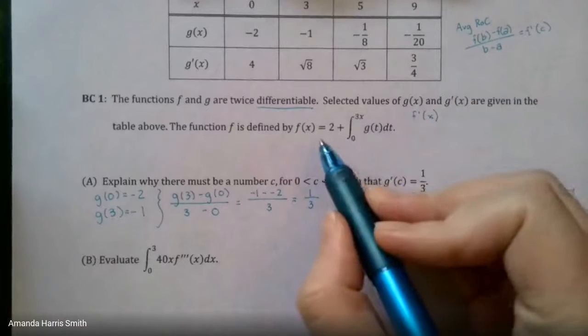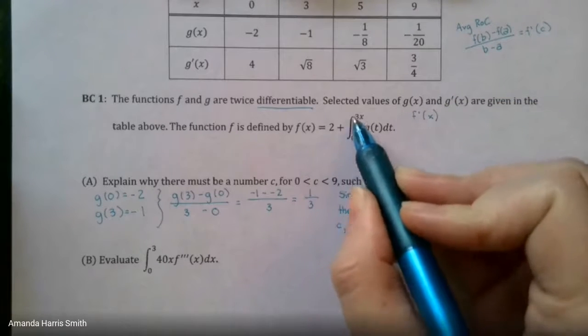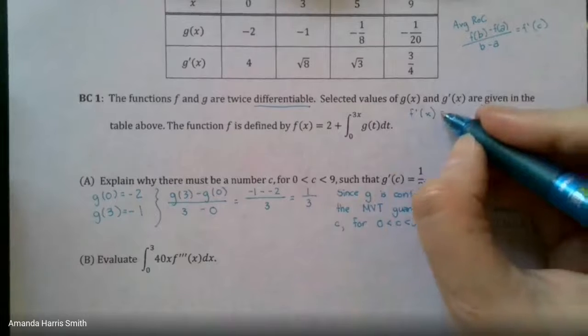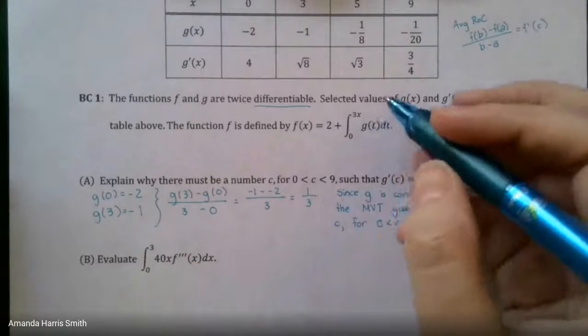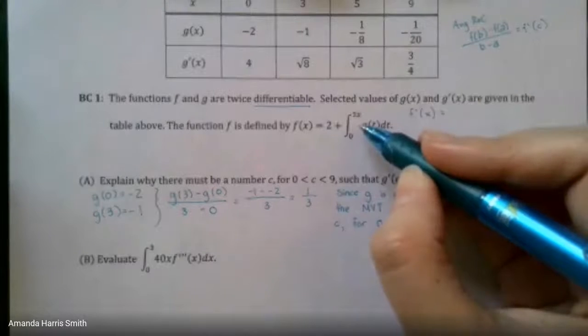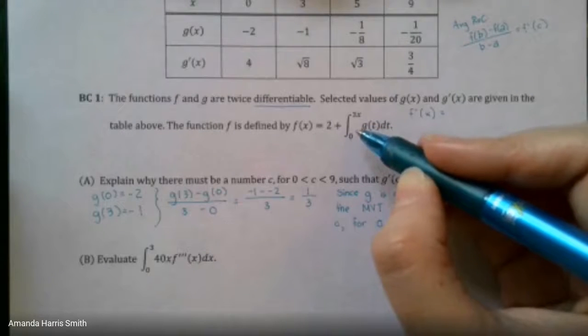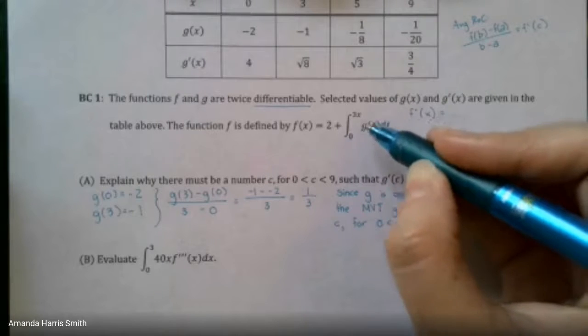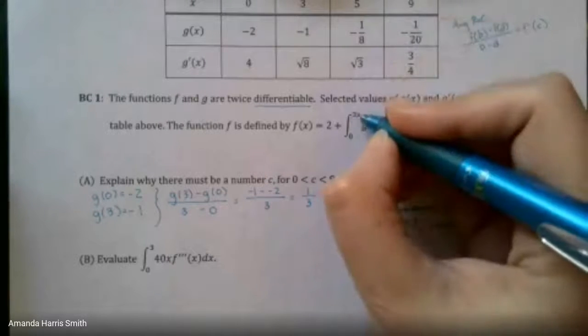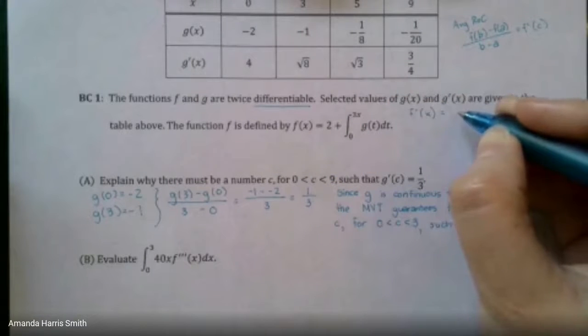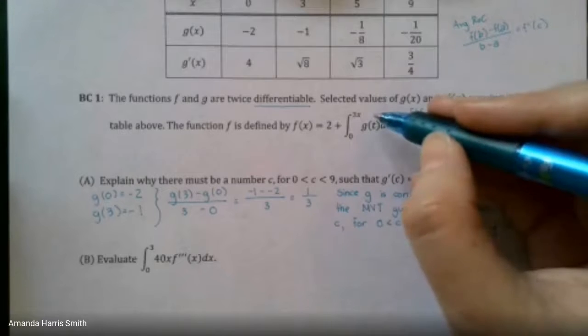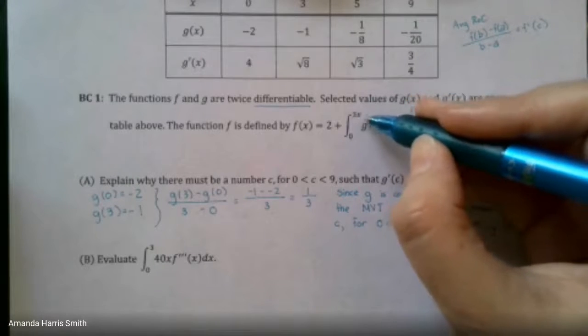Okay, so if f of x is 2 plus the integral here, and I am taking its derivative, obviously this 2 is a constant. It's gone when I take a derivative. Derivative of an integral is the fundamental theorem of calculus. And I have a chain right here because of this 3x. So here's our shortcut for that part of the fundamental theorem. We take the derivative of this upper bound.